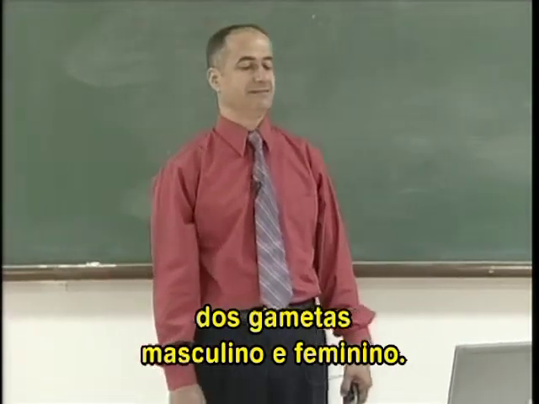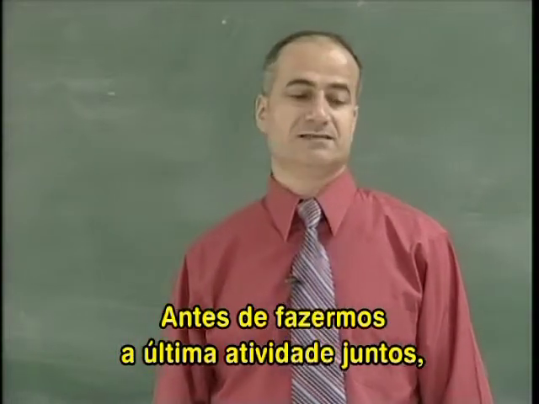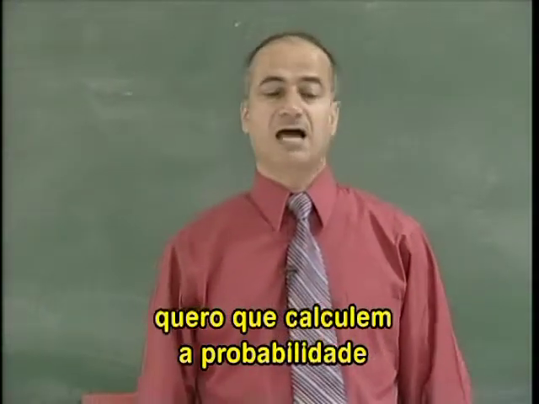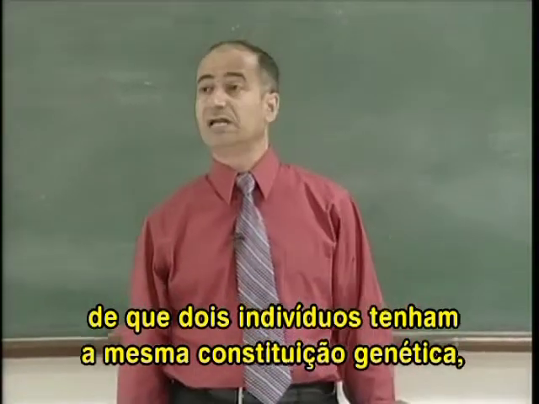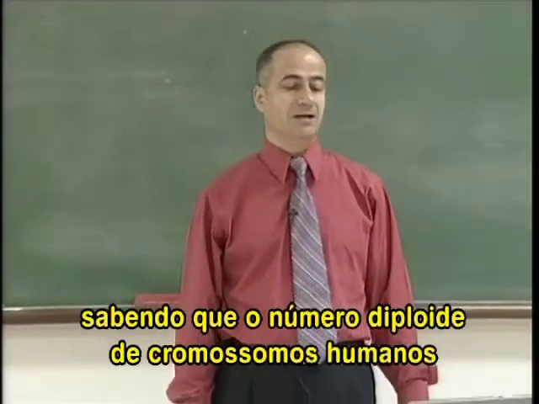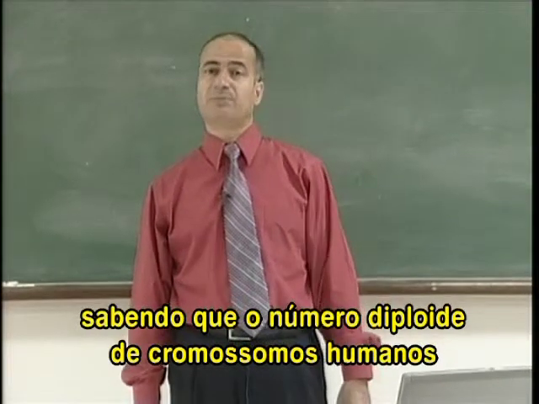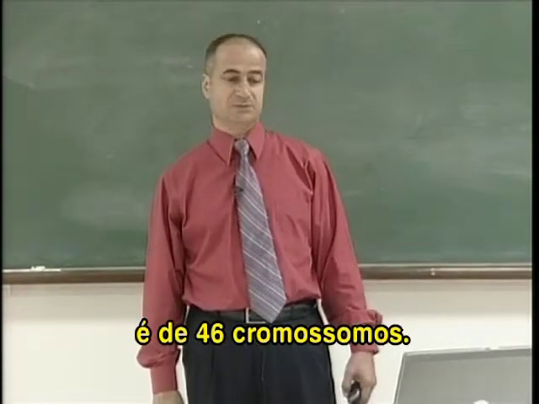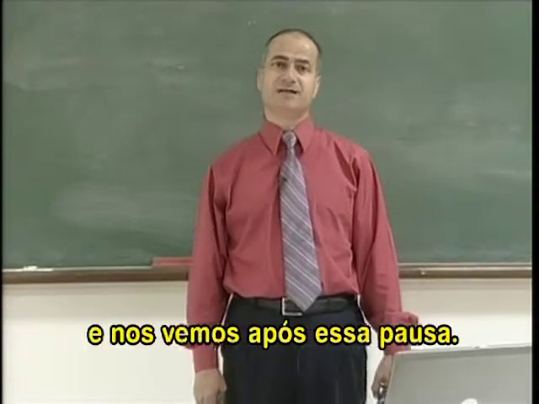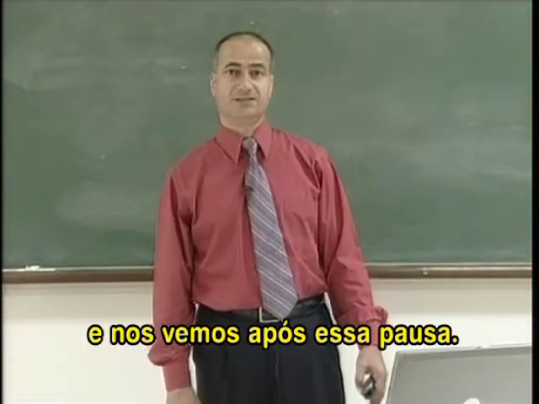female gametes. Before we do the last activity together, I want you to calculate the probability that two individuals will have the same genetic makeup, knowing that the diploid number of chromosomes in humans is 46 chromosomes. I will give you some time for that, and I will see you after this pause.